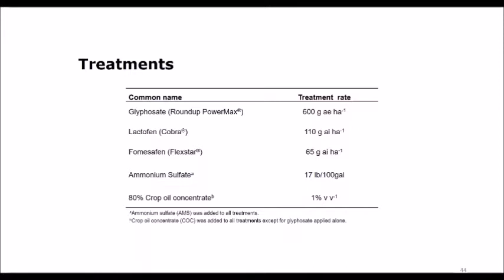And then with AMS, we used a dry AMS product at 17 pounds per 100 gallon. That was added to all treatments in the study, and the crop oil concentrate was added. It was an 80% crop oil concentrate, and was added to all treatments except for the glyphosate alone.